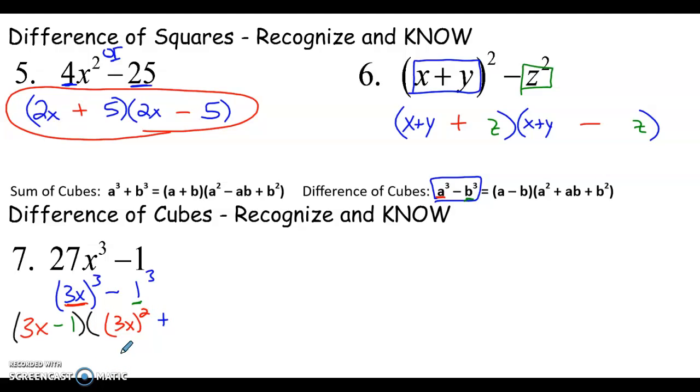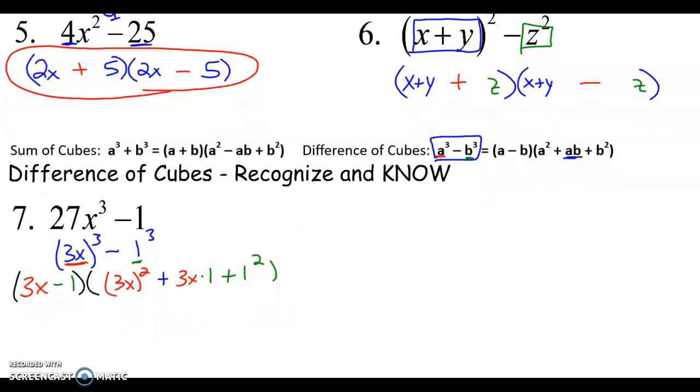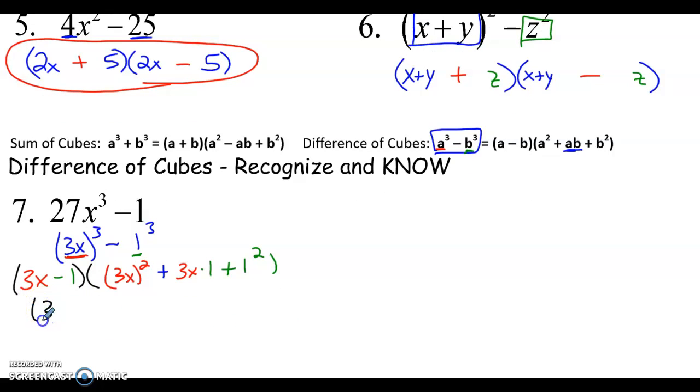Okay, so 3x squared and then plus ab. So we need to multiply both of those values. So we're going to take plus 3x and then times 1. Now notice our b is just 1 because there's the minus in the function. And then plus b squared, plus 1 squared. Okay, so just continue rewriting that. 3x minus 1. 3x squared would be 9x squared plus 3x plus 1. So that would be difference of cubes.